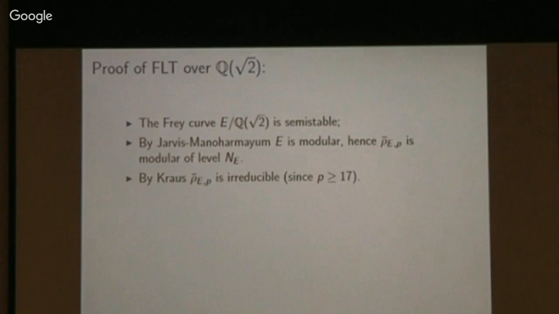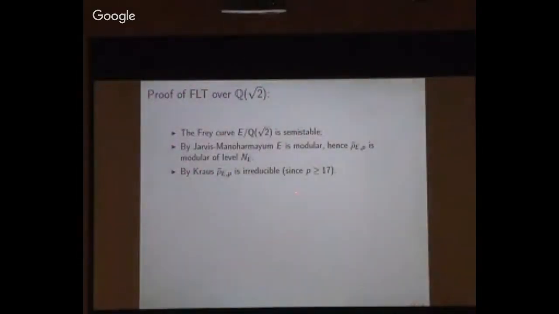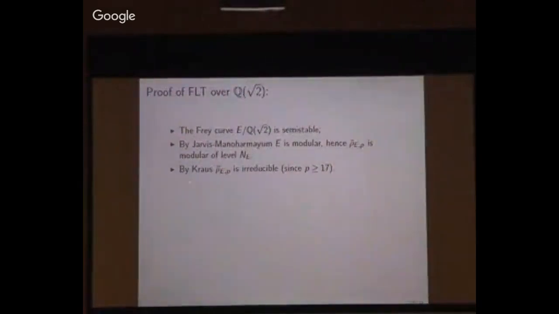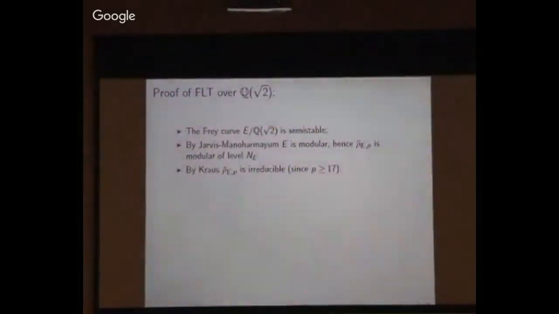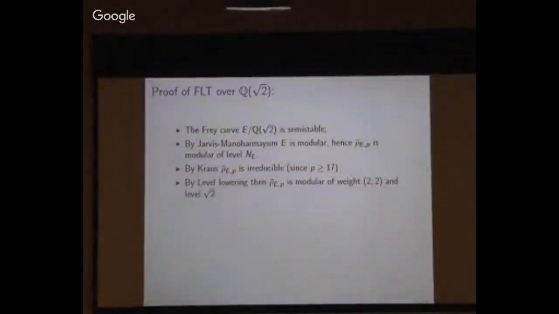And now here's the first difference. We need to prove that the mod P Galois representation is irreducible. And there is no theorem like Mazur's theorem that works for every elliptic curve. But for more specific curves, one can find some criteria that help us get the same conclusion. That's why we need P to be at least 17 in this case. So there is a criterion due to Alan Kraus that basically gives us this conclusion also.